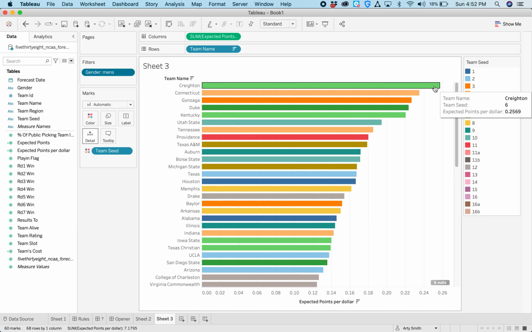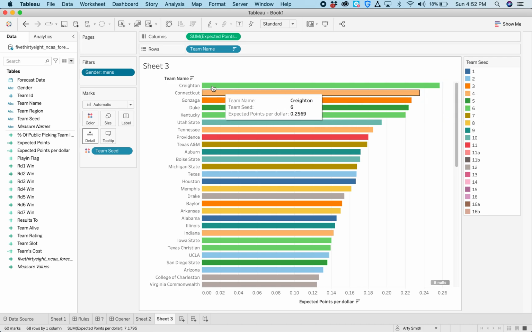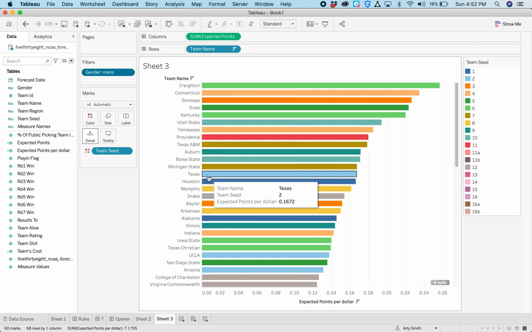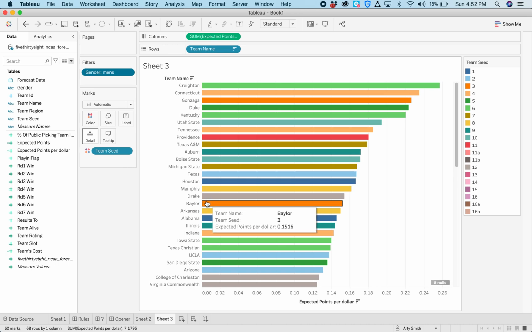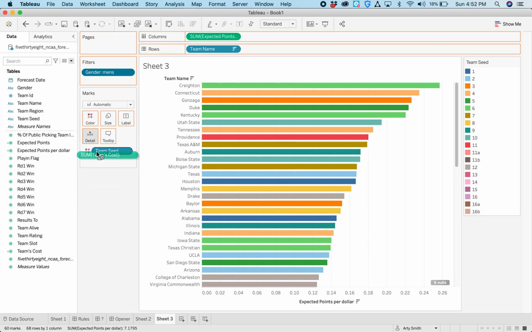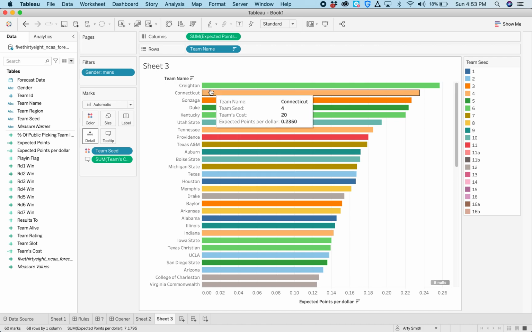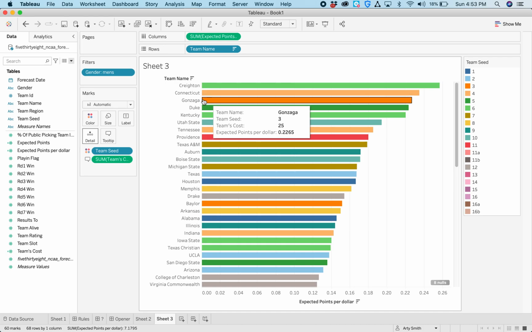So how do we decide who to purchase for our team cohort? Well, one approach would be to just work our way down here until we run out of money. These are the teams that we think will get you the most points at the cheapest value. So you just keep going until you get to $224. To help with that, certainly I could drag team cost into the tooltip here, and now we can see, there's Creighton $15, UConn $20, right on down the line.